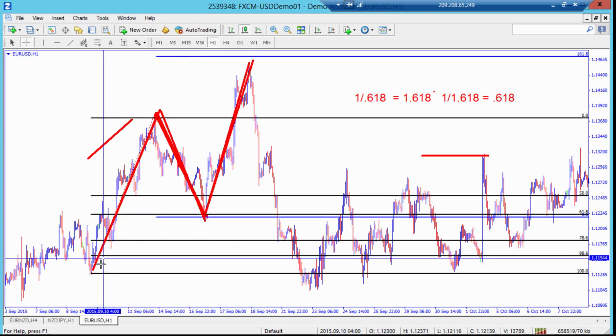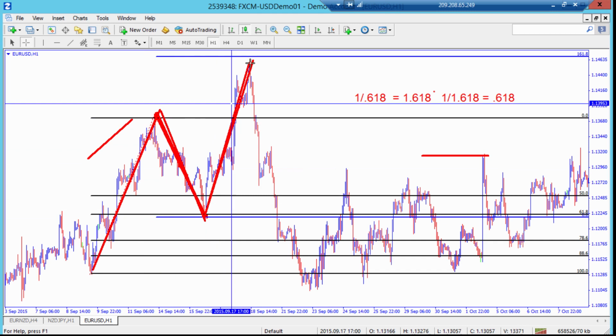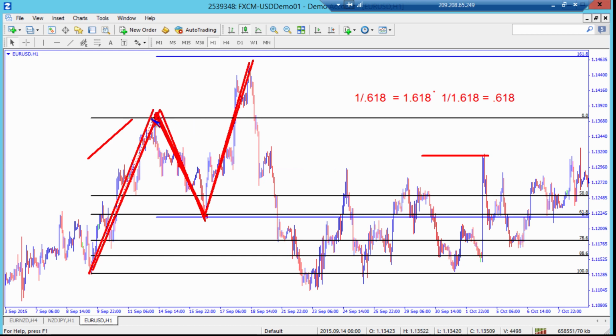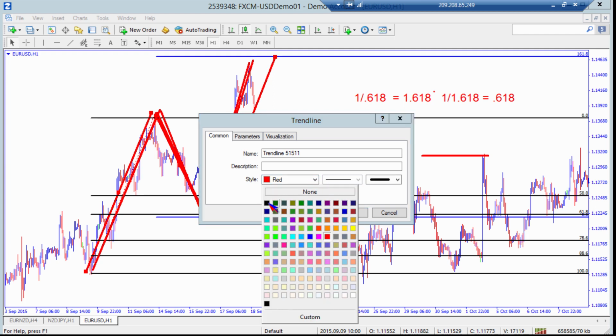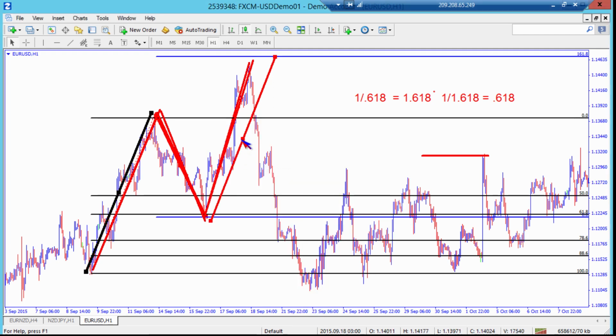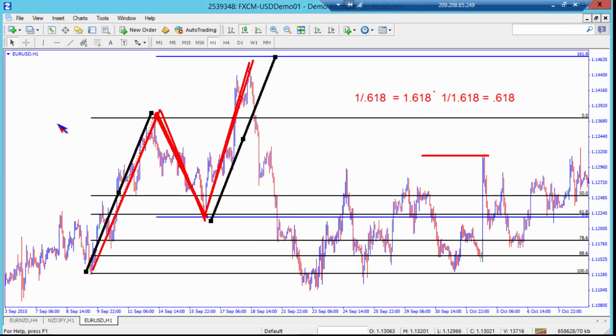The other one is called a projection. A projection is from low to high and from low to high. It looks similar to this. Here is your move up. If we were just to project another move, you can see it's pretty much equal. What we also call a measured move up. Okay, that's considered a projection.